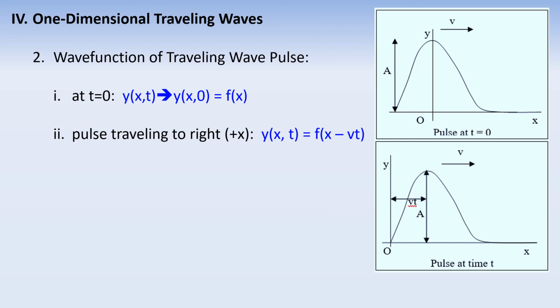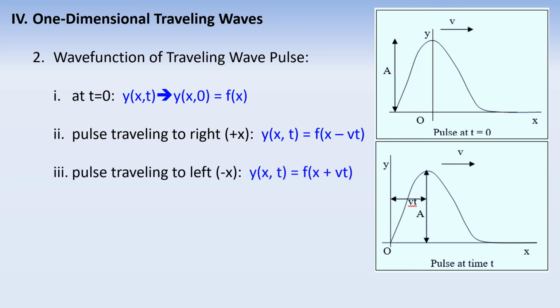In comparing the top picture to the bottom picture, you can see that the wave pulse at time 0 in the top picture has traveled a distance vt to the right in a time t. That's what the bottom picture is representing.